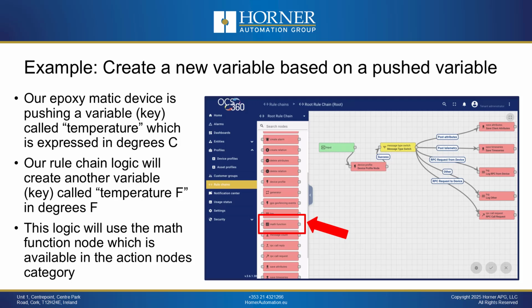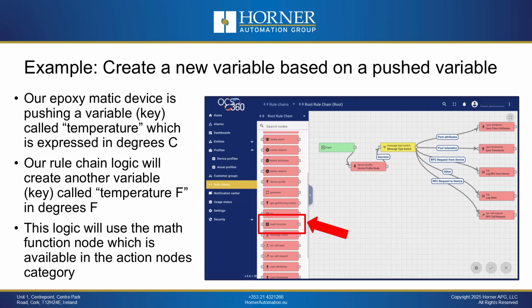Our example device is an OCS that is pushing data to the cloud. It is a Prime unit and we have named it in OCS360 as Epoxymatic. The Epoxymatic has been pushing a variable called temperature to OCS360 for weeks now, and that is expressed in degrees C.